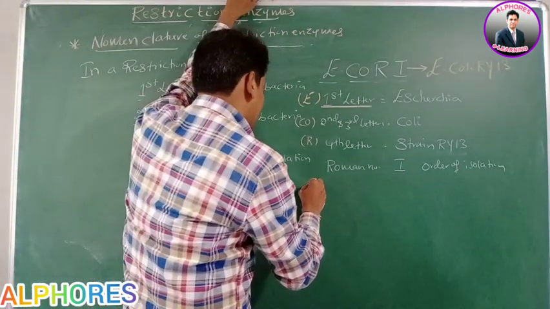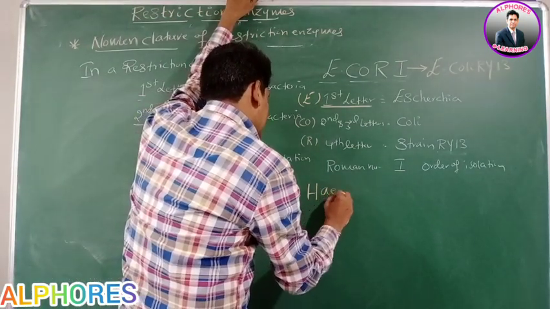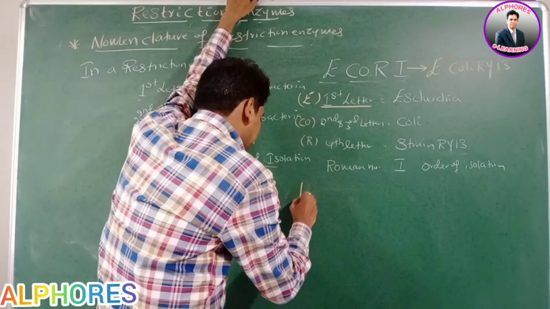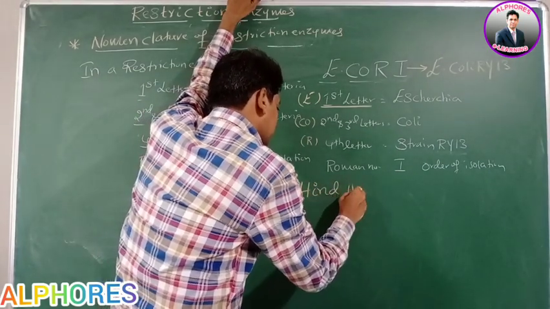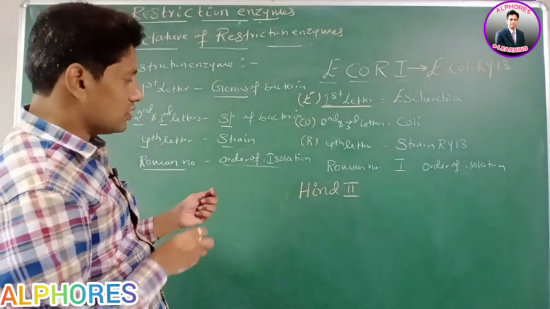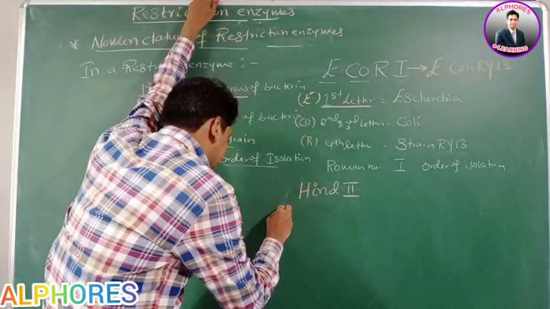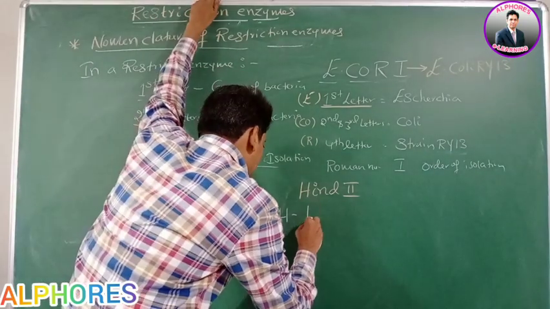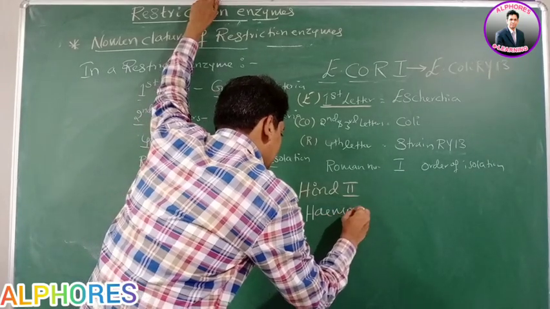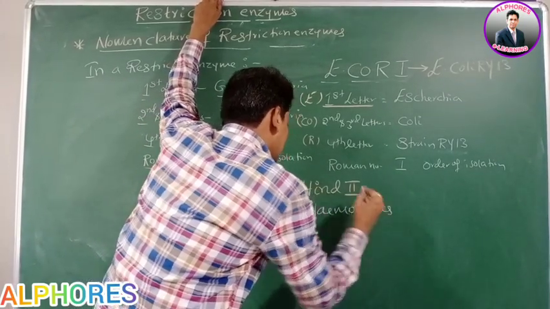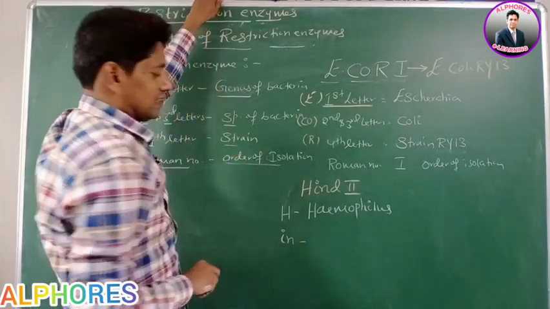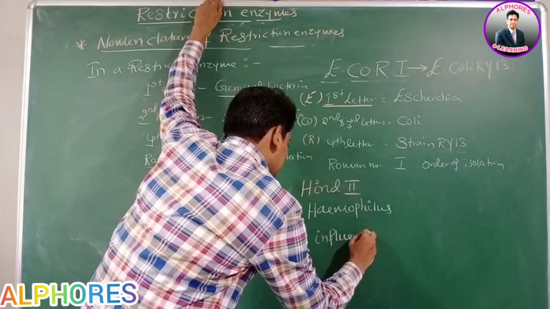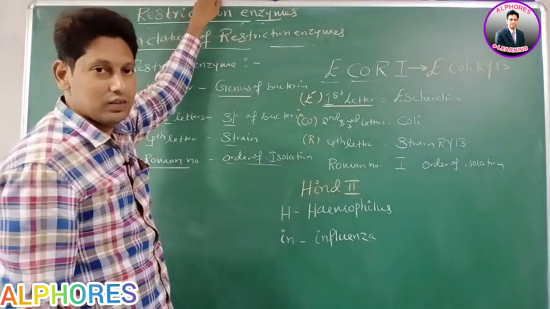Now go for the second example. Hind 2. Now see here. What is the first letter? H. H represents what? Genus of bacteria. What is the genus? Haemophilus. Second letter and third letter indicate species. Influenza. Okay, right.